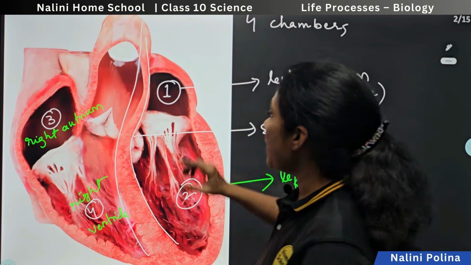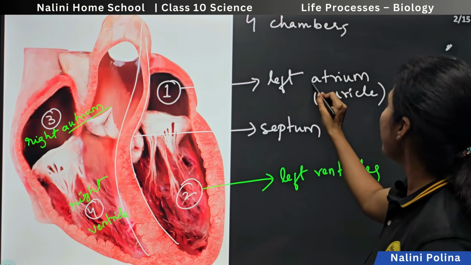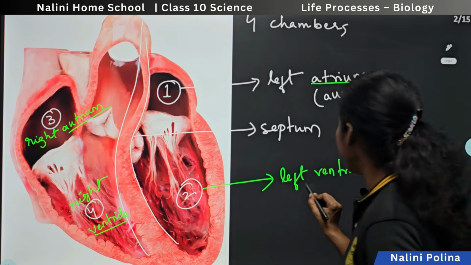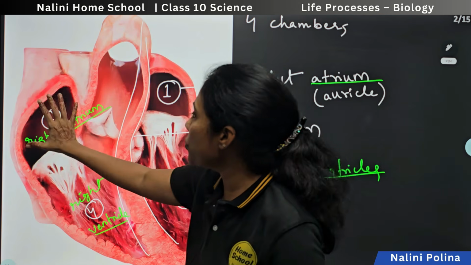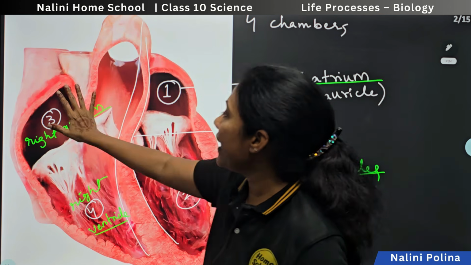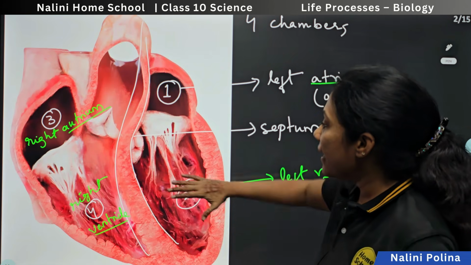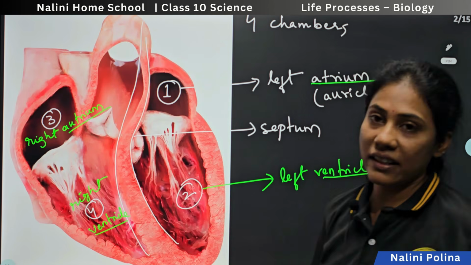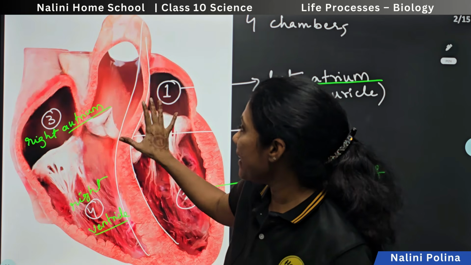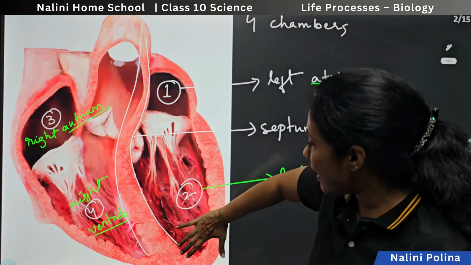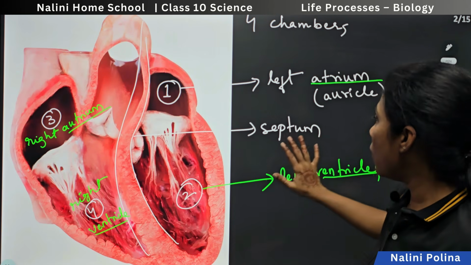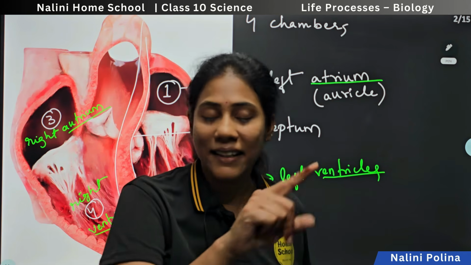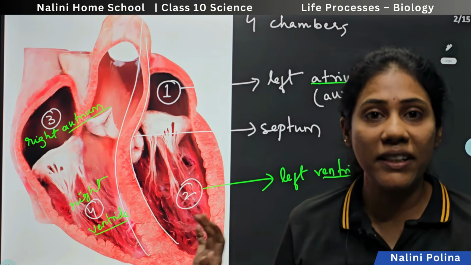The topmost chambers are atria, or auricles, we'll say. The bottommost chambers are called ventricles. The topmost two chambers: the left one is the left atrium, the right one is the right atrium. The bottommost chambers: the left one is the left ventricle and the right one is the right ventricle, guys. The left side is separated from the right side with a thick muscular wall called the septum. So the left side is completely separated from the right side. This point has to be noted, very, very important.